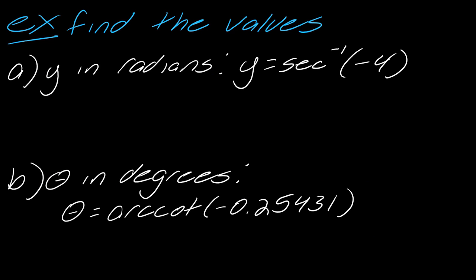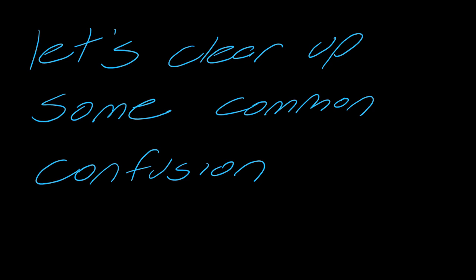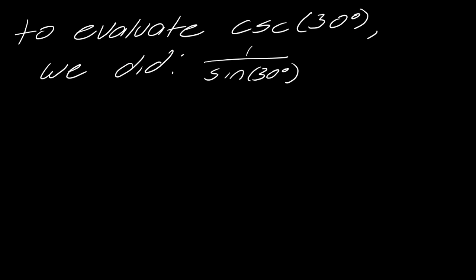So, I've got inverse secant, inverse cotangent. There's no button on the calculator for this. And I want to clear up some common confusion about this. So forget about inverse trig functions just for a moment. Let's just think back to regular trig functions. What if I wanted to do something like finding cosecant of 30 degrees? How would you find this in your calculator?